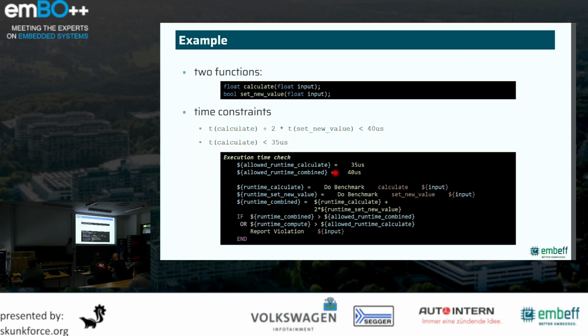First, those are the two constraints that we have. Then we benchmark this function with some input. Then we can benchmark the other one with the same input, and then we calculate according to this equation the combined time, and then we can just try it. Wouldn't it be nice? Yeah, but why don't we do it?